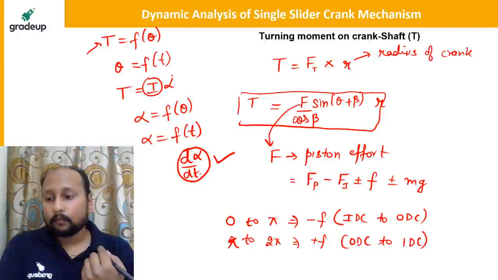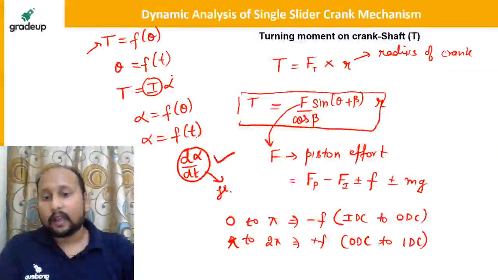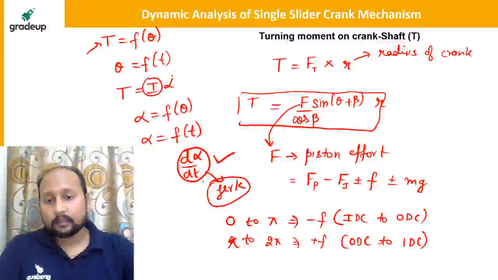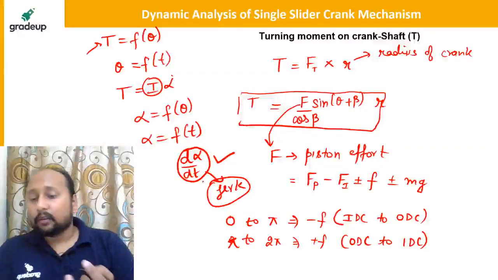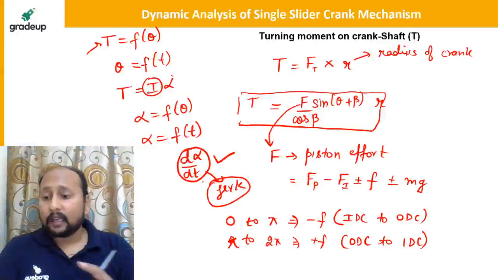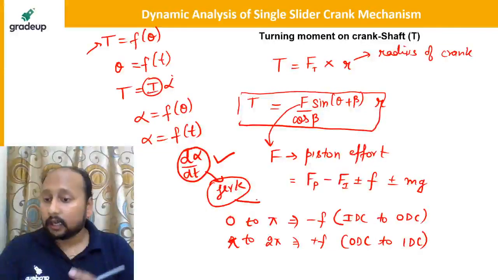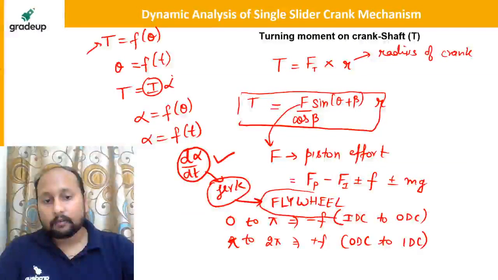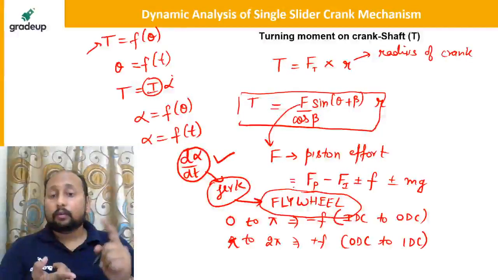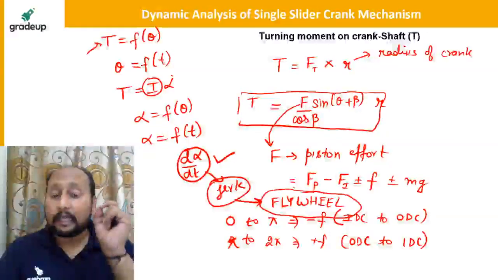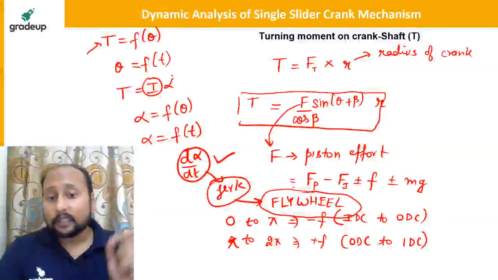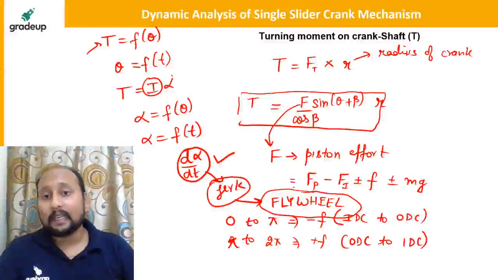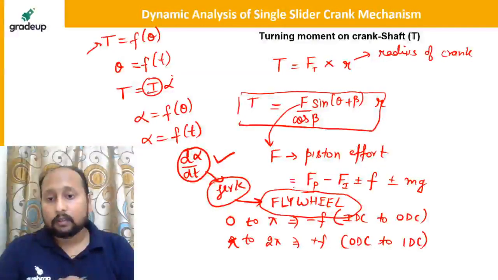Exactly, very good. This is known as jerk. So what we can conclude is that whenever your crank is rotating, it will produce jerk. That is why it is mandatory to use a flywheel. Is that clear? Without a flywheel, you cannot even start the engine. What is the role of the flywheel? The flywheel basically absorbs the fluctuations of energy or torque.